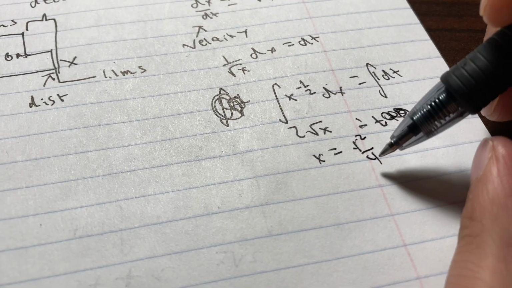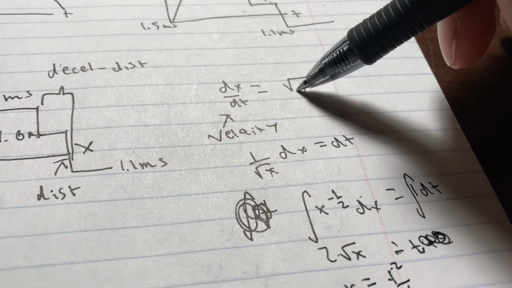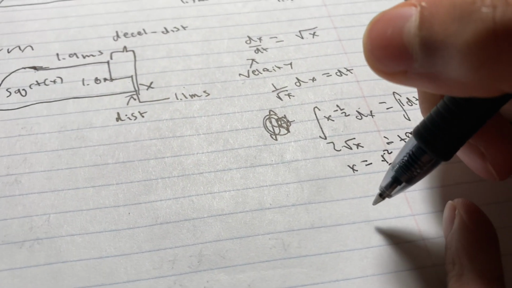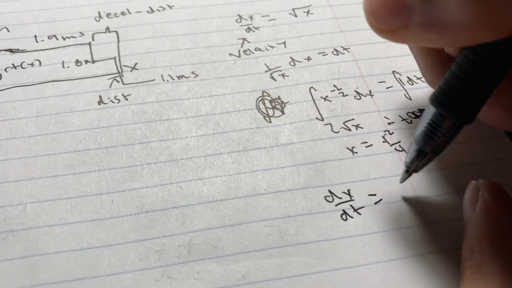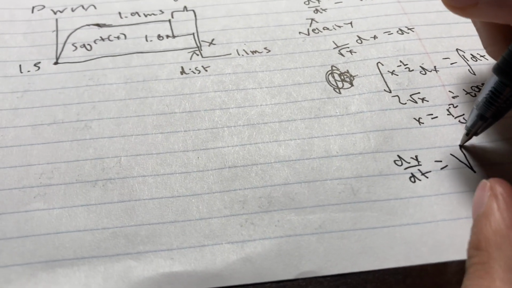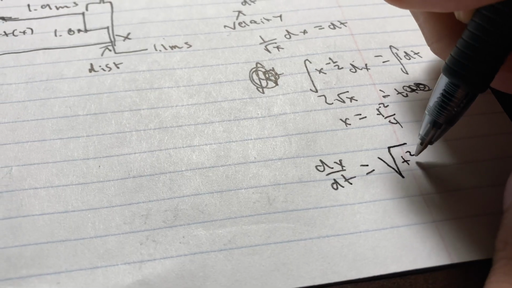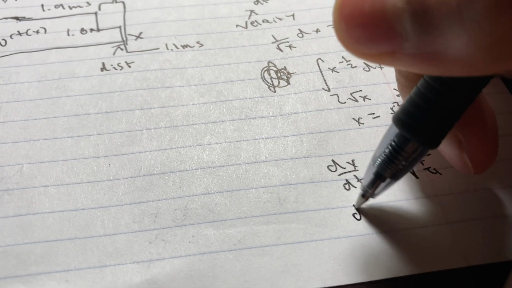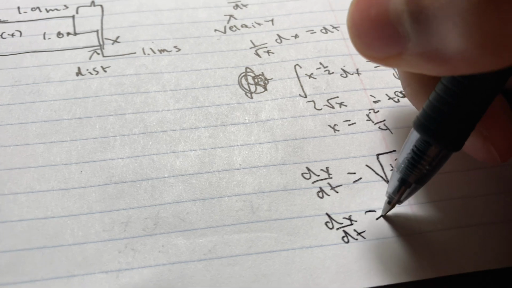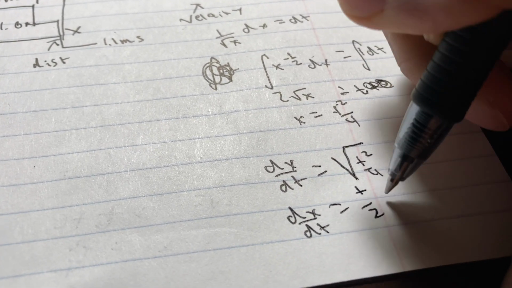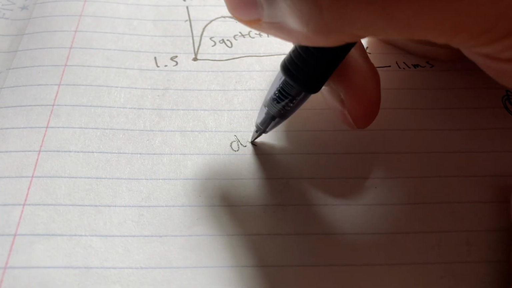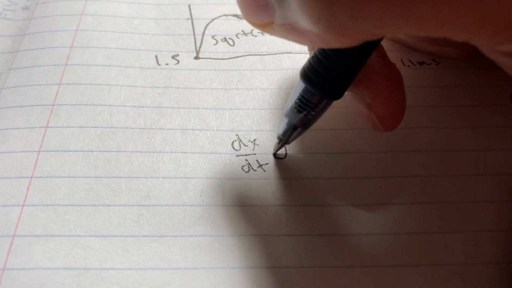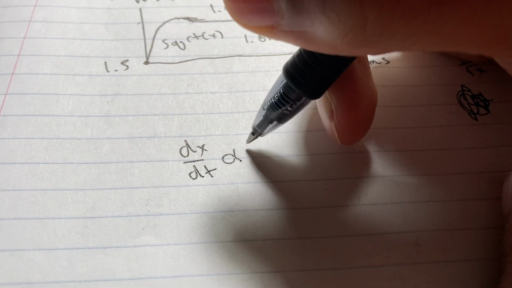At this point, you can differentiate this, or you can plug this into the original equation. You'll get the same answer both ways, which is dx/dt equals square root of t squared over 4. So now we know that velocity is equal to t over 2, which shows us that if you use this square root of x curve, you actually get that dx/dt is proportional to t.